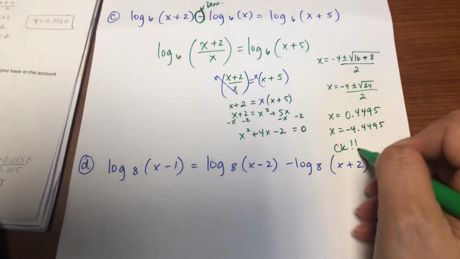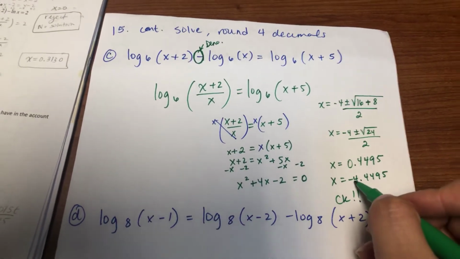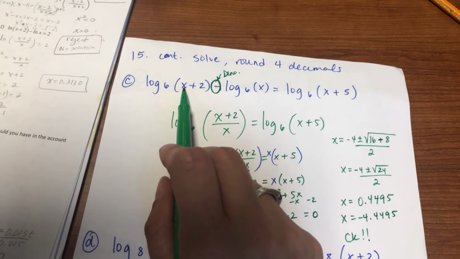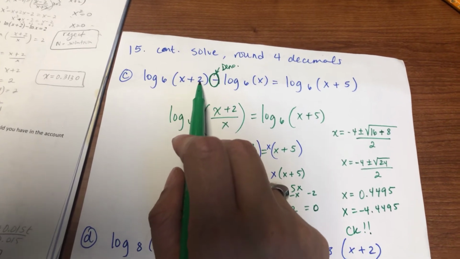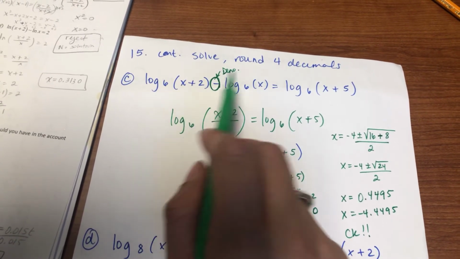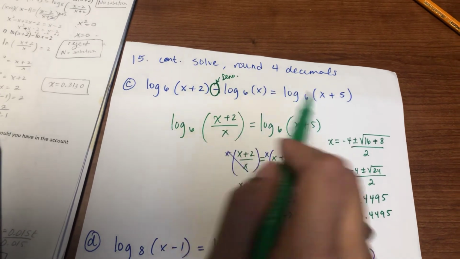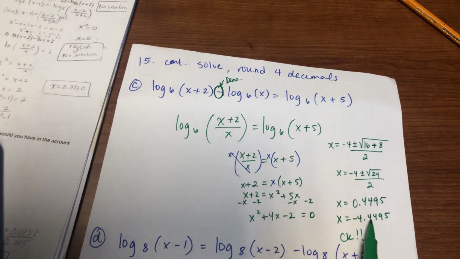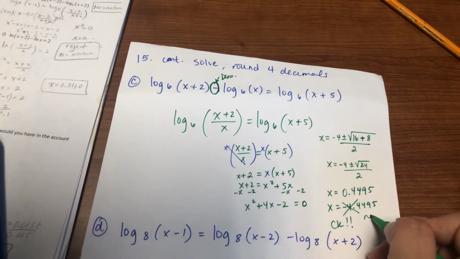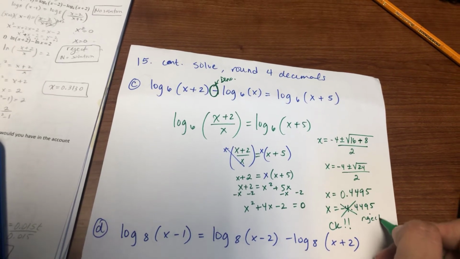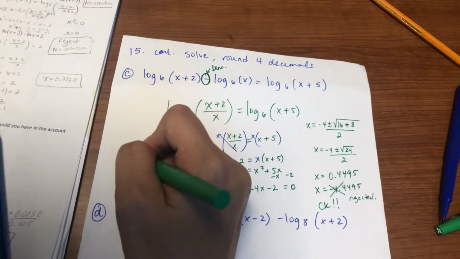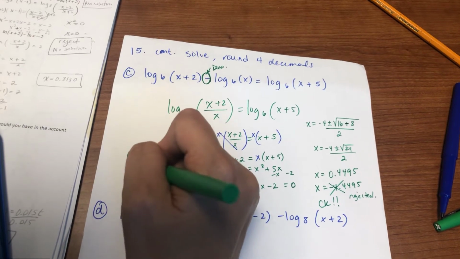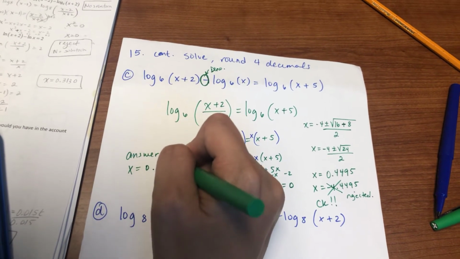The problem then becomes when you go to check your work. Remember, with logs, we must check. When you go to put this one in, you get a negative 4 plus 2, and that would give me a negative, and you can't have a negative inside a log. So even with the soft check and not a formal check, we discovered the negative needs to be rejected. So the only answer we could possibly have for this one is x equals 0.4495.